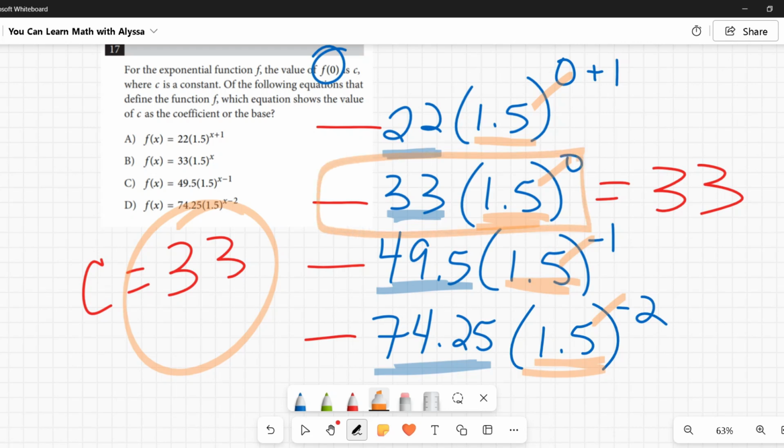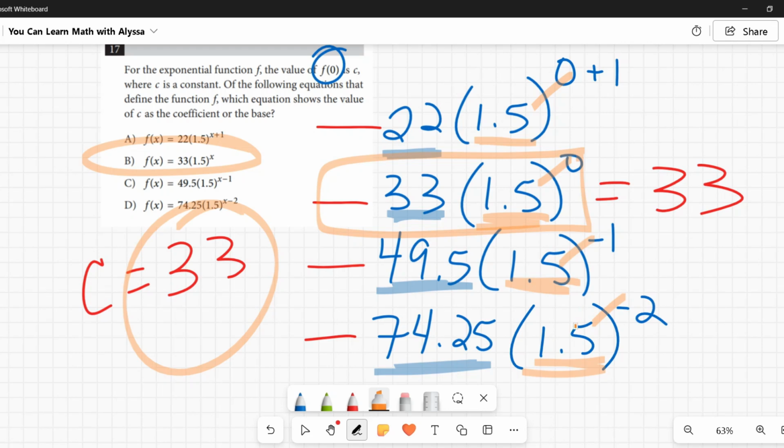So it's saying which of these has 33 as its coefficient or its base? That would be this one right here. It has 33 as the coefficient. None of them have it as the base. They all have 1.5 as the base. And then we just look at the coefficients. 33. There it is. B is my answer.